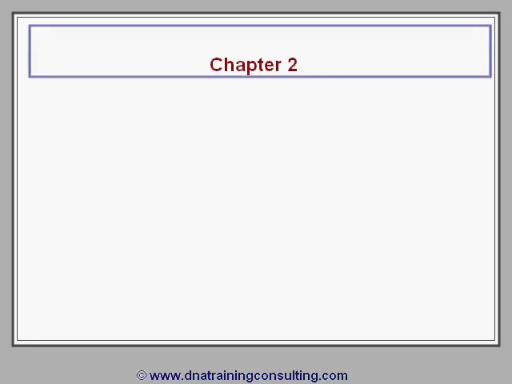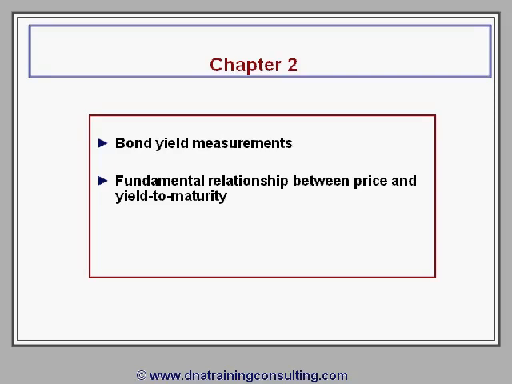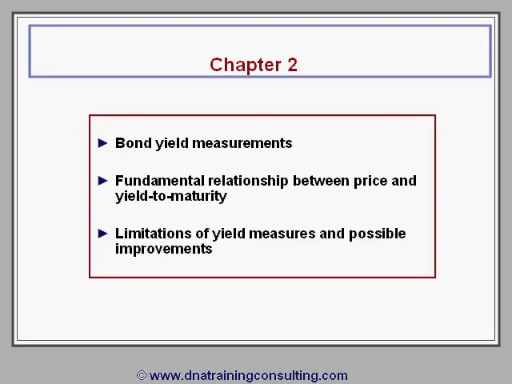This Chapter 2 introduces the various yield measures for bonds, the fundamental pricing equation that relates a bond's price to its yield to maturity, and the limitations of this equation and possible improvements to it.